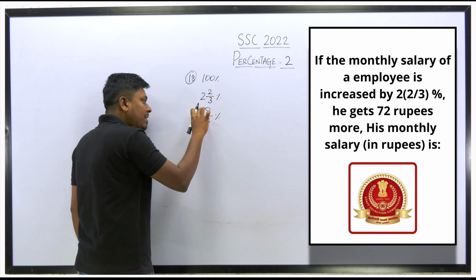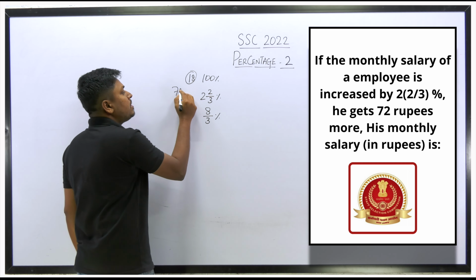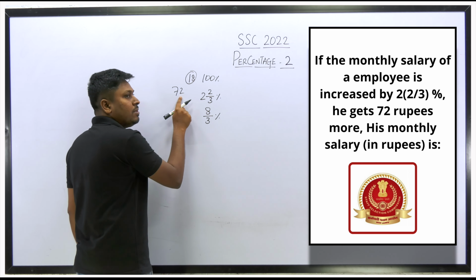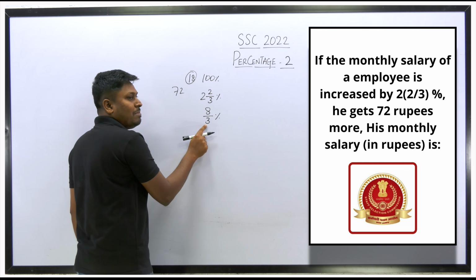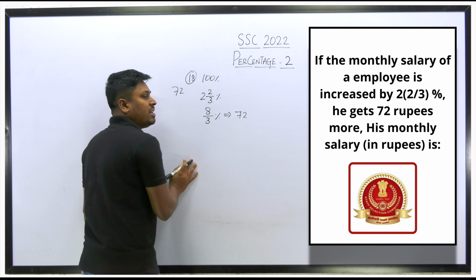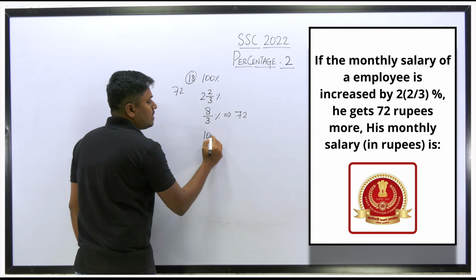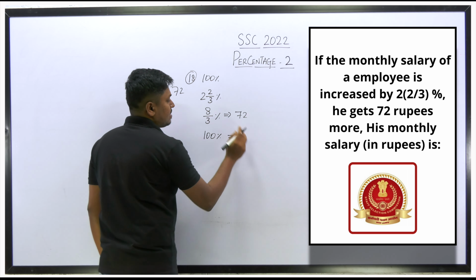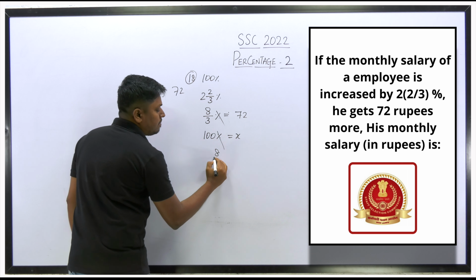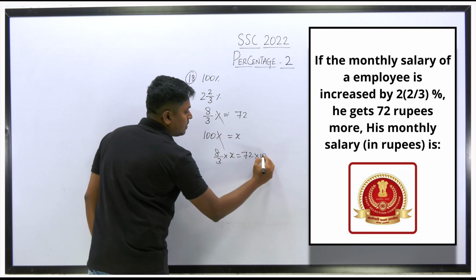Because of this 8/3 increment he got 72 rupees more. Which means the increment amount will be 72 and the increment percentage will be 8/3. So 8/3 percentage is equal to 72. Our target is to find the monthly salary of the person, which is 100% equal to X. Got it? Now let me cross multiply it. So 8/3 into X is equal to 72 into 100.